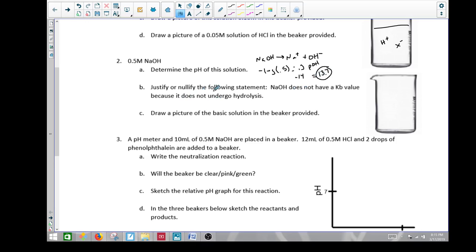All right, justify or nullify the following statement: NaOH does not have a Kb value because it does not undergo hydrolysis. I might say that's true. It does not have a Kb. What it does have is potentially a Ksp, because this thing is based off of solubility. Ksp would be very large once again because this thing goes to completion.